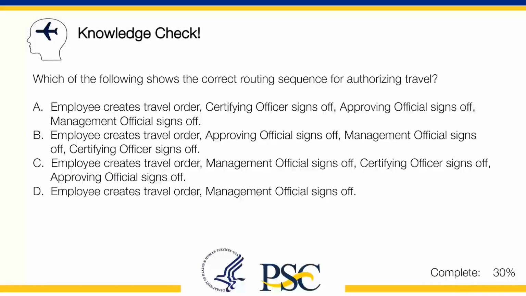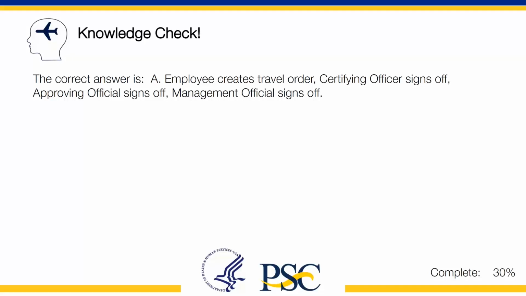Click pause, consider your response, and resume the video to learn the correct answer. The correct answer is A. Employee creates travel order, certifying officer signs off, approving official signs off, management official signs off.